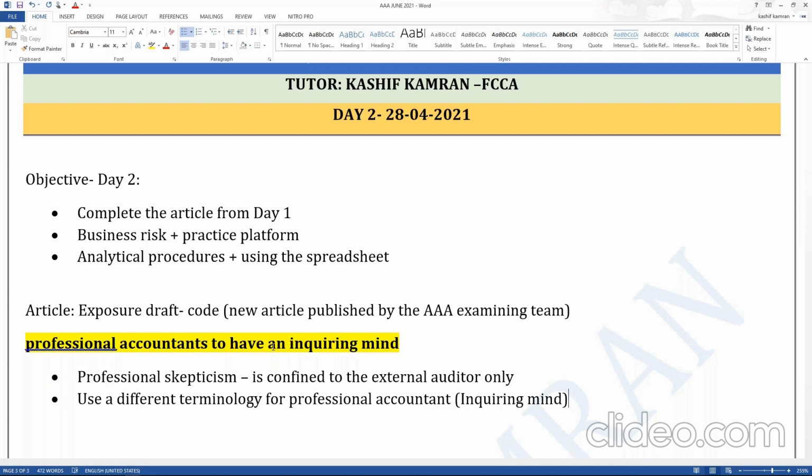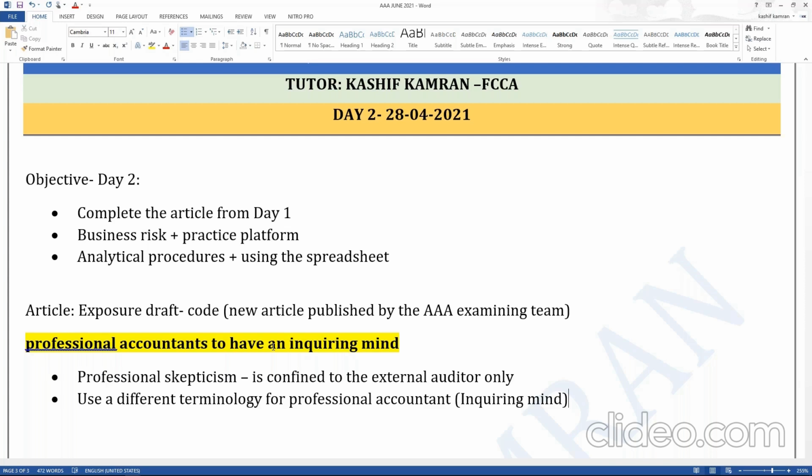Inquiring mind. And for the external auditor, which jargon will you use in the exam paper? Professional skepticism, right? Now let's understand the definition of inquiring mind, which has been used in the revised code for a professional accountant. And I hope you understand the difference between a professional accountant and an auditor.